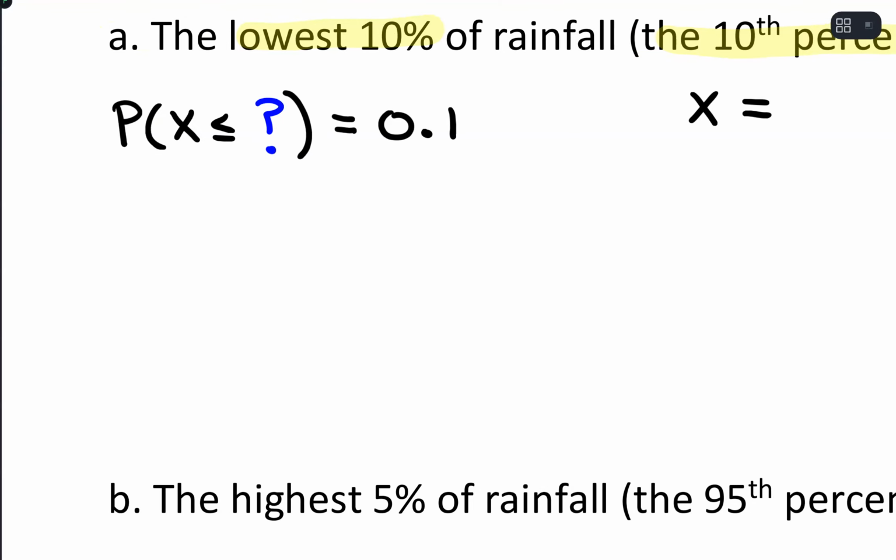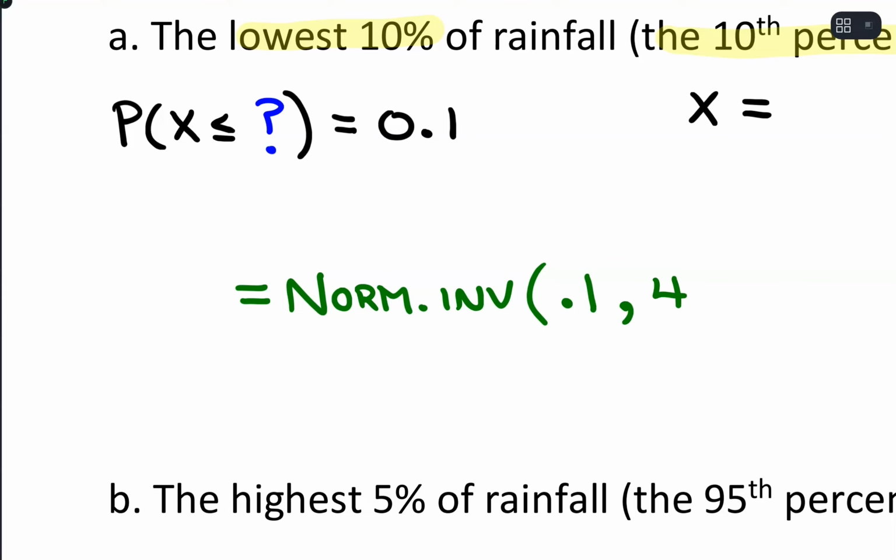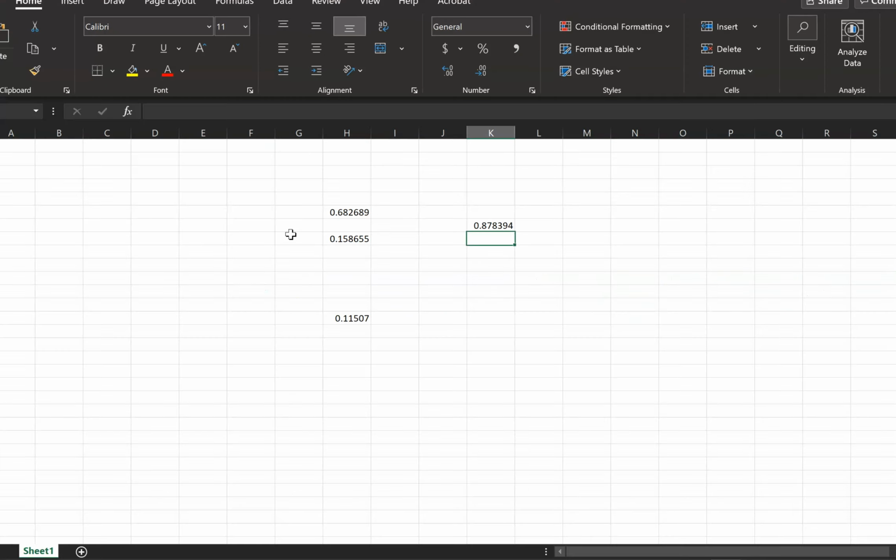So in Excel, since we're given area and finding a cutoff value, this is where we need to use the normal inverse. So I'm going to type in equals norm.inv, and then it needs 3 pieces of information. It needs the probability to the left, which in this case they gave us. So I'm going to type in 0.1, and then it wants the mean of 40 and standard deviation of 8. All right, let's go to Excel.